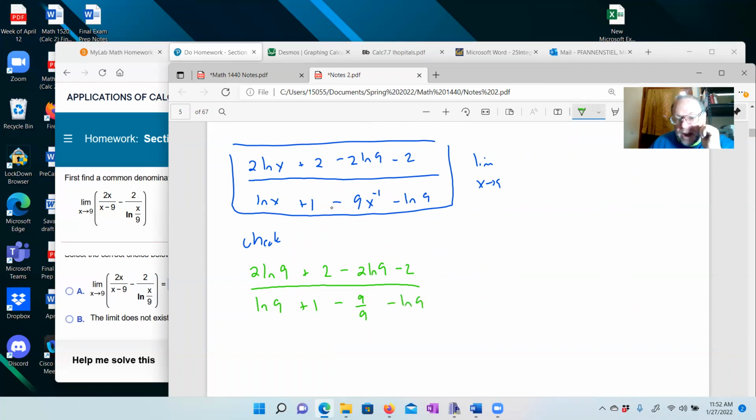Minus ln 9. What happened? We got some canceling, we got some, oh, that's 0. Let's hope for the best. 9 minus natural log 9, these guys cancel, plus 1 minus 1. Oh, look at that, it's 0. We can use L'Hopital's because this is indeterminate form.